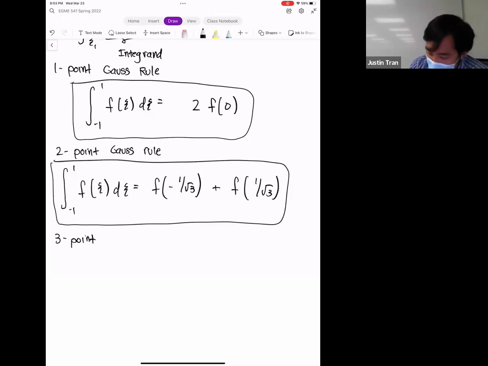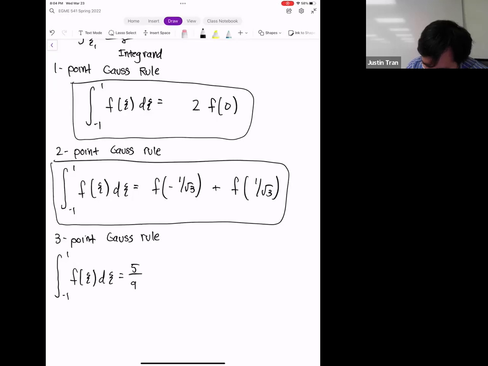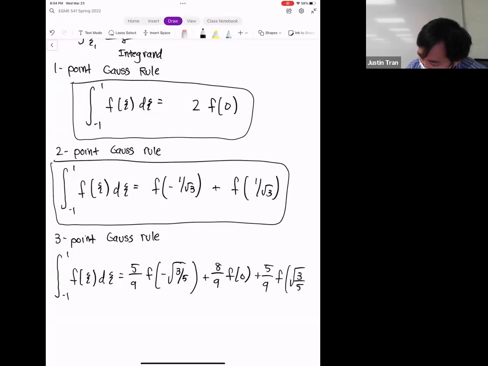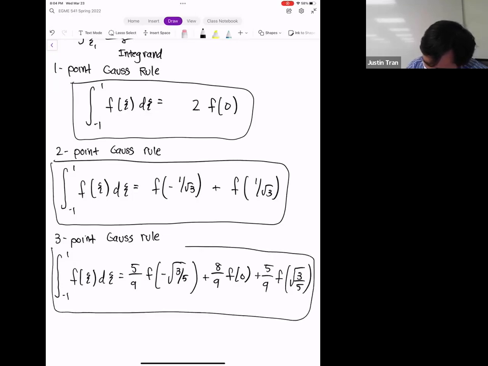And the last one I'll show you is the 3 point Gauss rule. This one is 5/9 times our integrand at -√(3/5), plus 8/9 times our integrand evaluated at 0, plus 5/9 times our integrand evaluated at +√(3/5). So that's our 3 point Gauss rule.